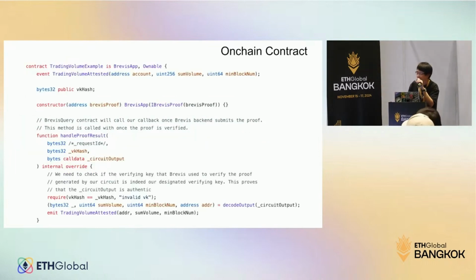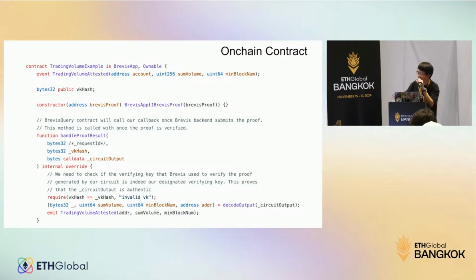This is the on-chain contract part of the Brevis application. You require the VK hash equals the VK hash. This is more of a technical detail, but you can just copy it. The idea is that every Brevis circuit has a VK hash to make sure this is the correct circuit, because otherwise you could have some other logic which doesn't match the actual circuit, and that I'll present in the next slide.